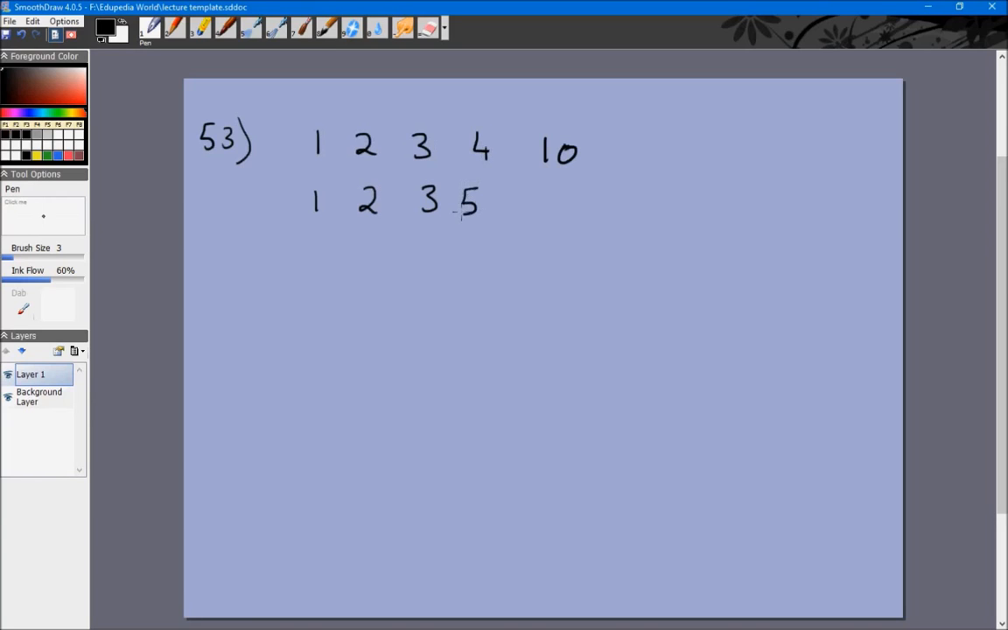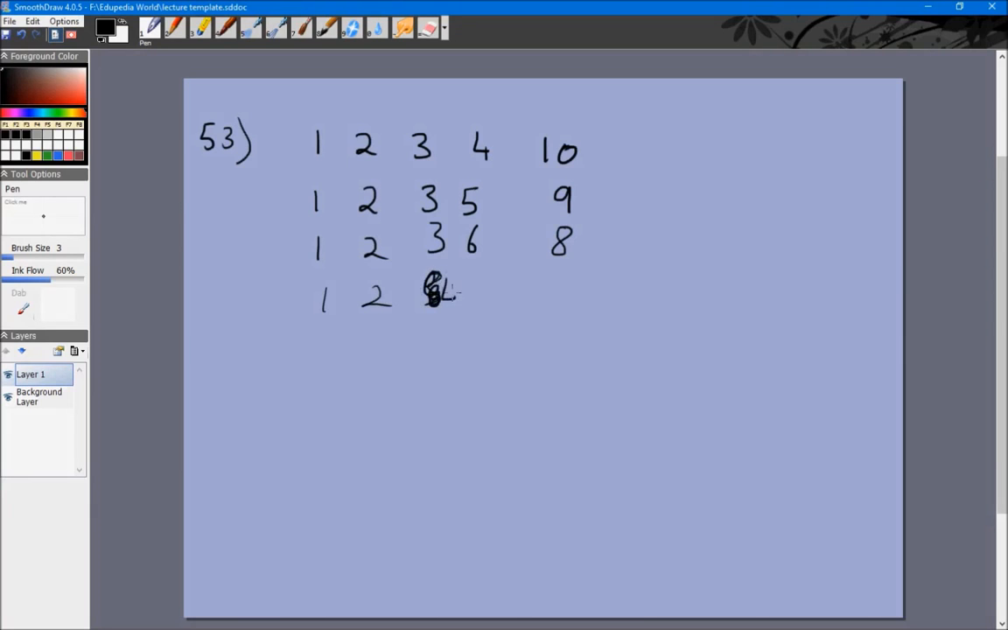What if this is 5? Then this is 9. Similarly 1, 2, 3. If this is 6, this is 8. Right. Now you can't have 1, 2, 3, 7 and 7 because this has to be greater than this. Right. So now 3 is out of the question. We have done all the ones with 3.